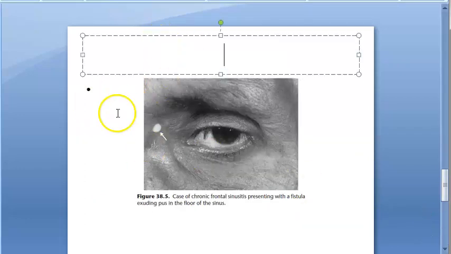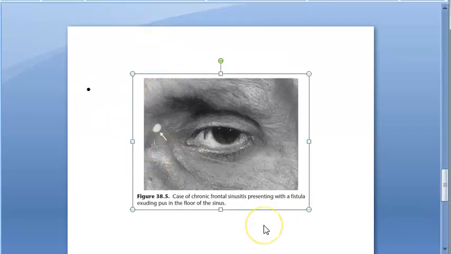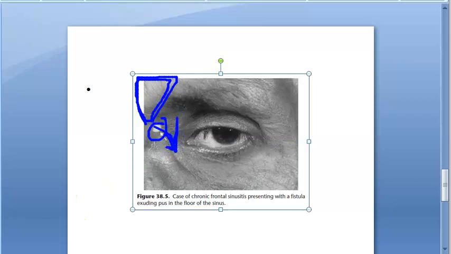What is this one now? Case of chronic frontal sinusitis presenting with a fistula exuding pus in the floor of the sinus. So again, we are talking about the frontal sinus. So there is a frontal sinusitis. So it's a chronic frontal sinusitis presenting with a fistula which is exuding pus in the floor of the sinus.